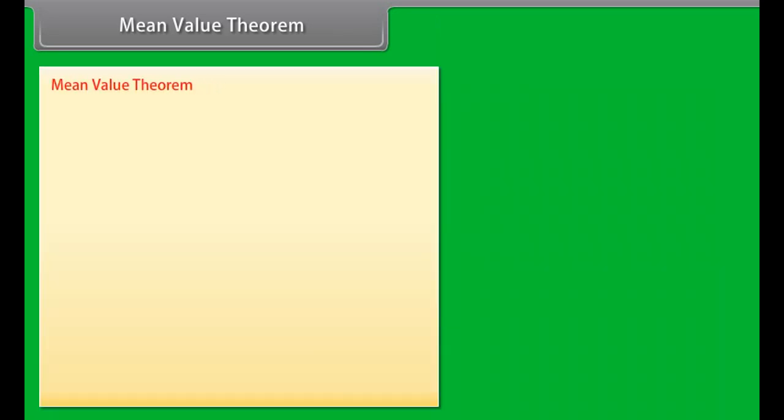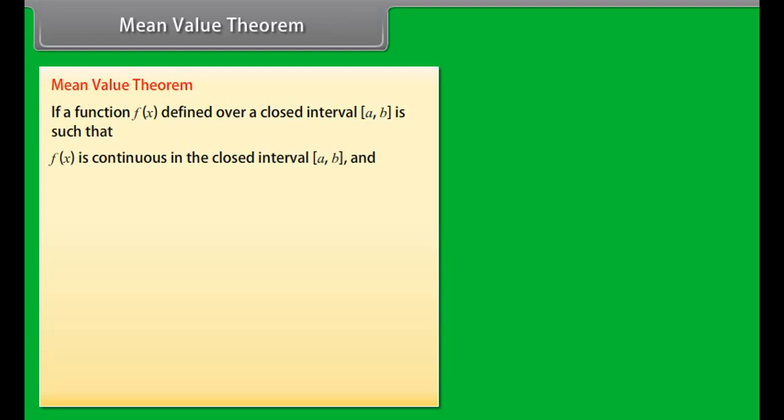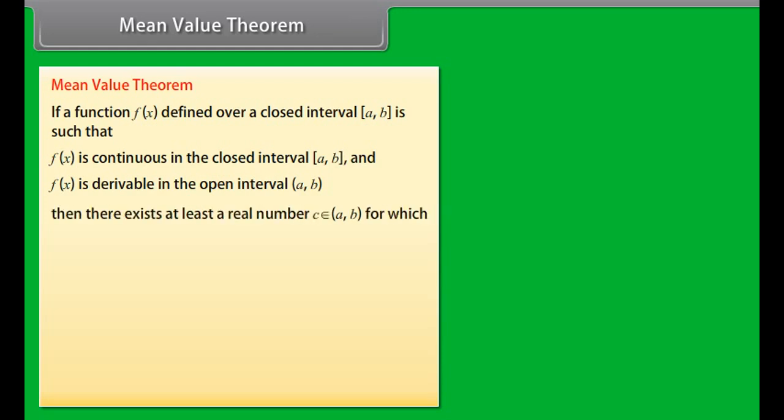Mean value theorem. If a function f of x defined over a closed interval a, b is such that f of x is continuous in the closed interval a, b and f of x is derivable in the open interval a, b, then there exists at least a real number c belongs to a, b, for which f dash of c is equal to f of b minus f of a divided by b minus a.